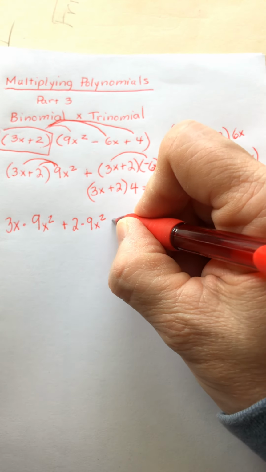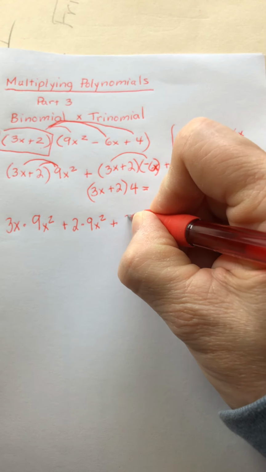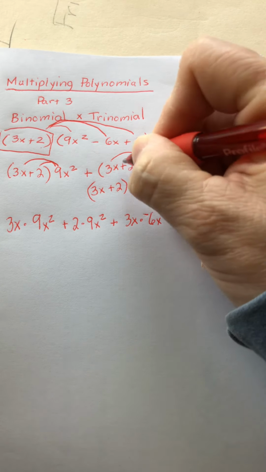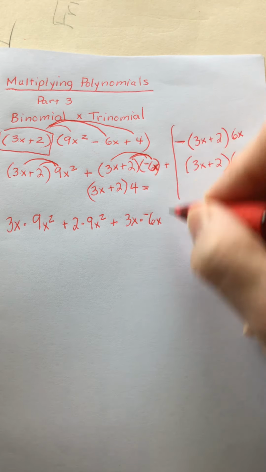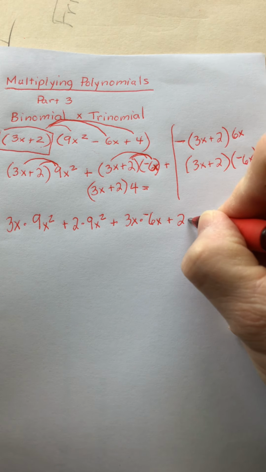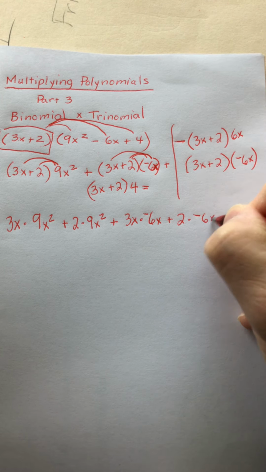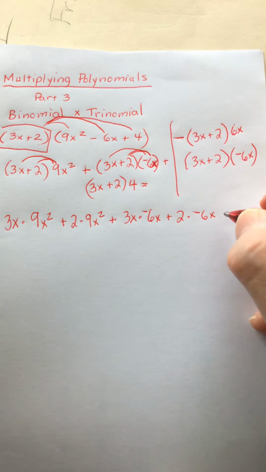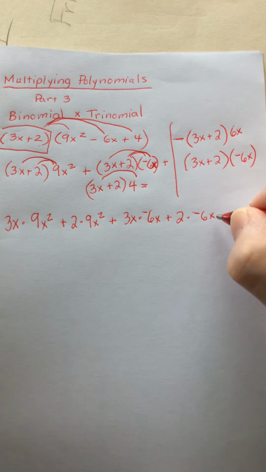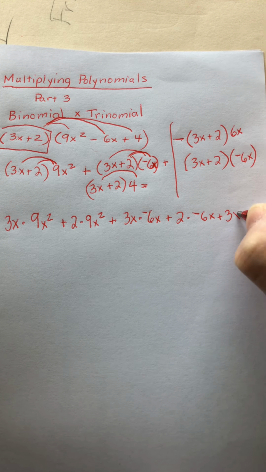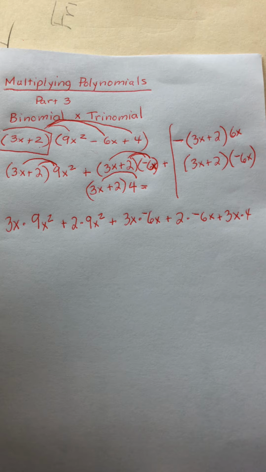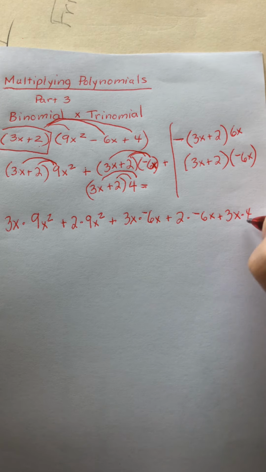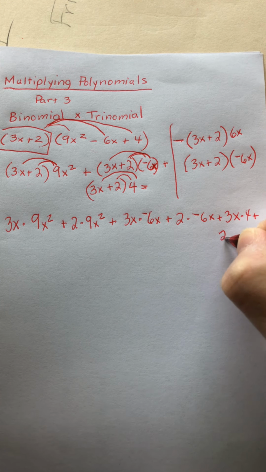If you're writing this down, fix that on your problem, please. Okay, so this is 3x times negative 6x, and then these two, plus 2 times negative 6x. Now I've got one more set. I have to do this 3x times 4, and then 2 times 4.